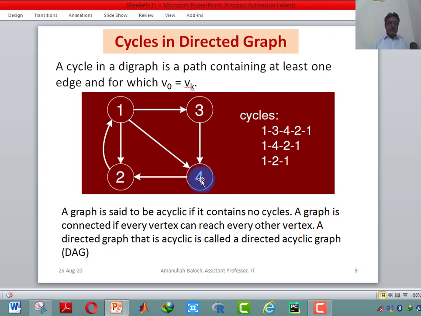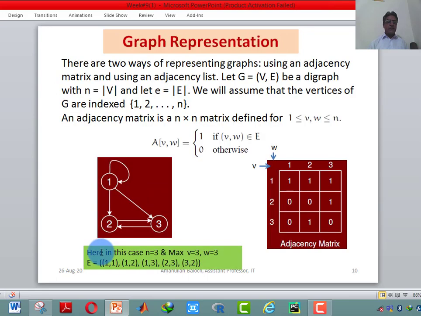Yes, we can reach from 4 to 3, then 4 to 2, 2 to 1 and then 1 to 3. So it is a connected graph. A directed graph that is acyclic is called a directed acyclic graph, which is represented as DAG.